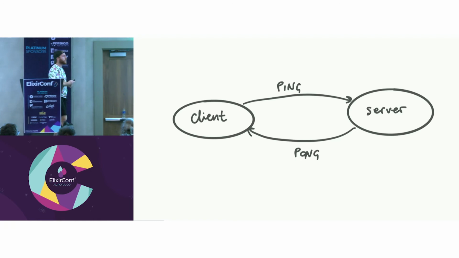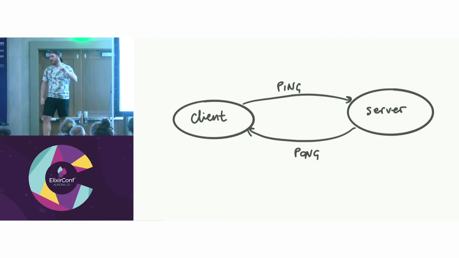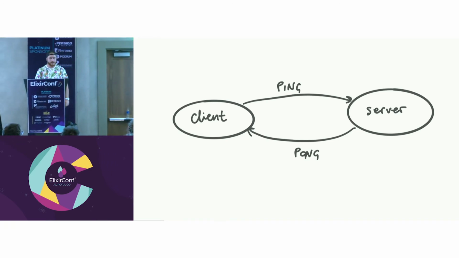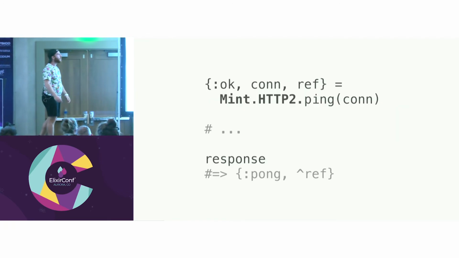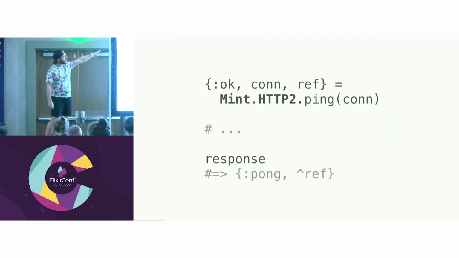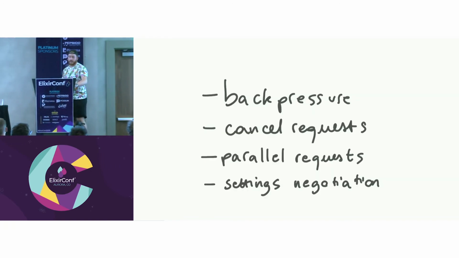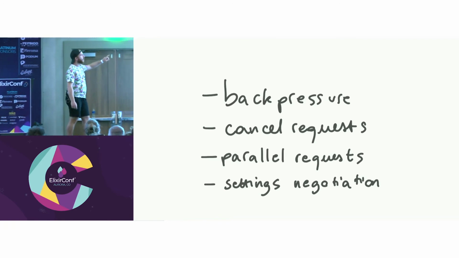Another nice thing that HTTP2 supports is pings. So you can do a ping and you get a pong back. Or the server can do a ping and the client sends a pong back. And this is nice to measure latency and all that kind of stuff, keep connections alive. We support ping as well, just in the Mint.HTTP2 module. So you have to do Mint.HTTP2.ping, and you get a pong response back when the pong gets back. So it's pretty straightforward.